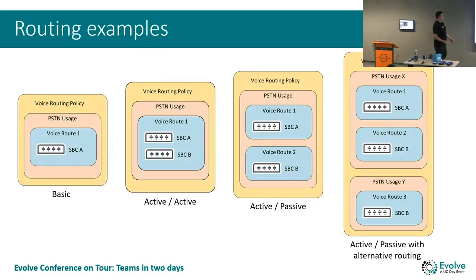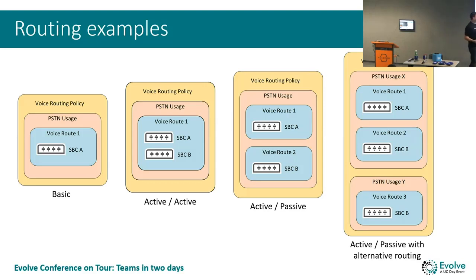So from a basic point of view, you can have a VRP containing a PSTN usage, containing a voice route, containing an SBC. Boom, everything's going to go to that SBC. And I haven't included them in here, but on this voice route would be where you have regex to say what type of numbers dialed will go to that SBC.